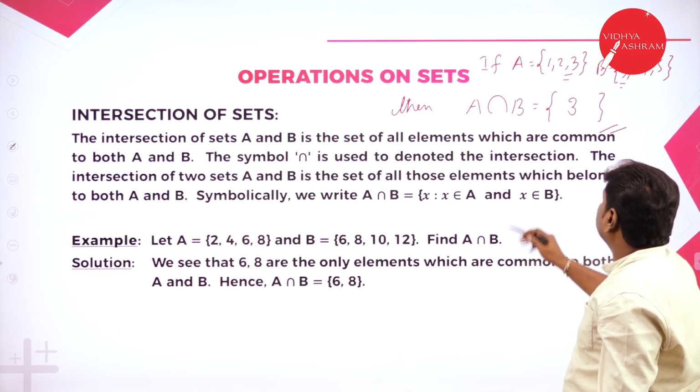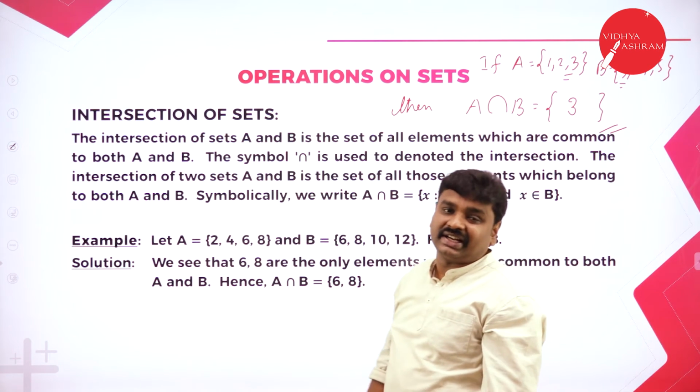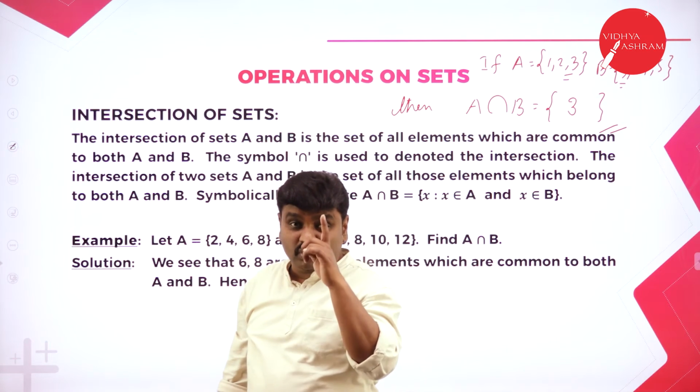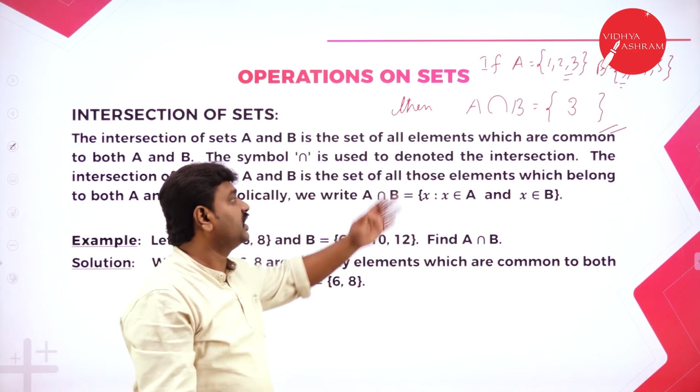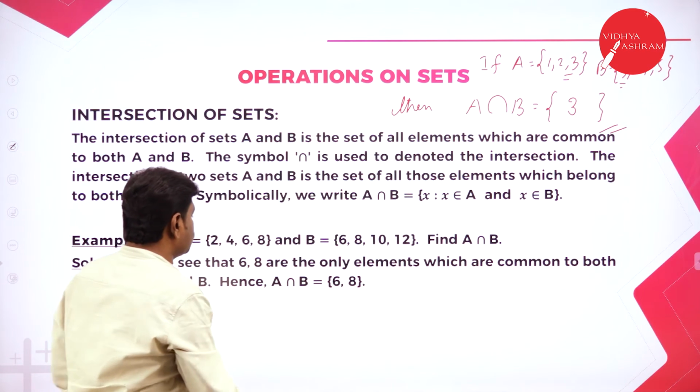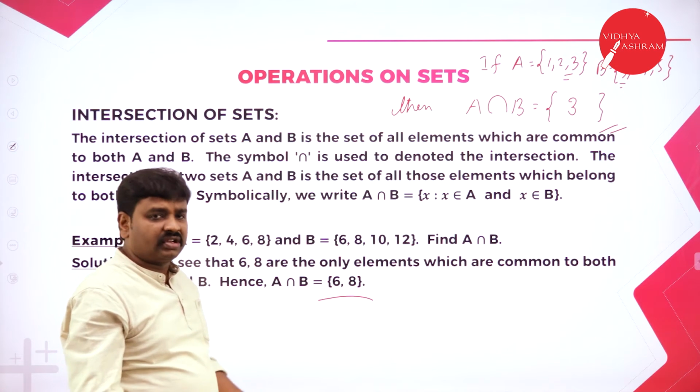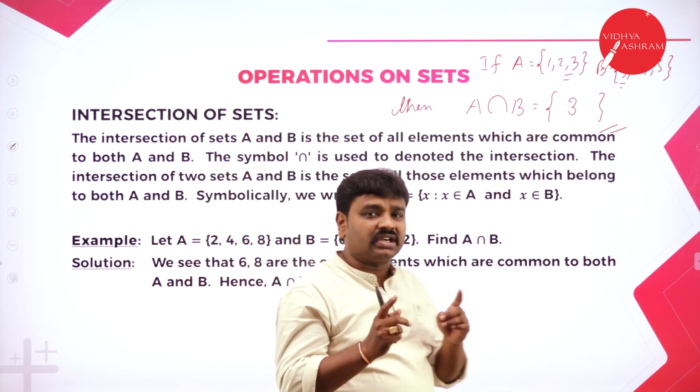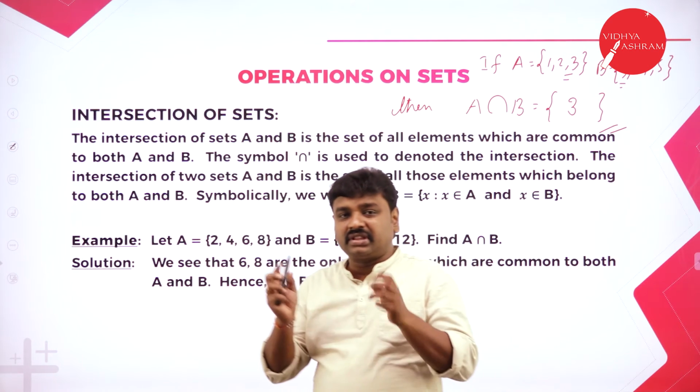This is A intersection B. In this case, A intersection B is a singleton. What is a singleton? A set which contains only one element is called a singleton. So, A intersection B, I got a singleton. Or sometimes you may get any set. So, what is A intersection B? A set containing common elements. Pick the common elements.